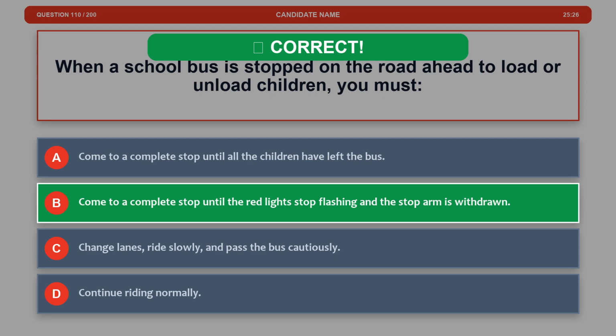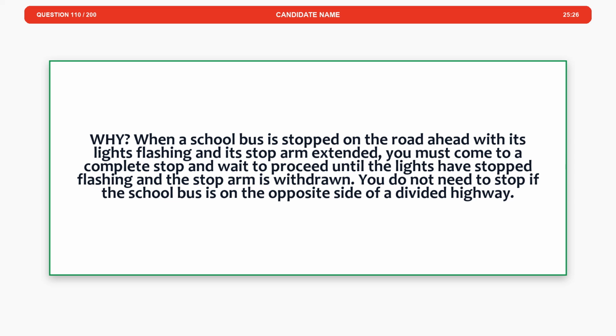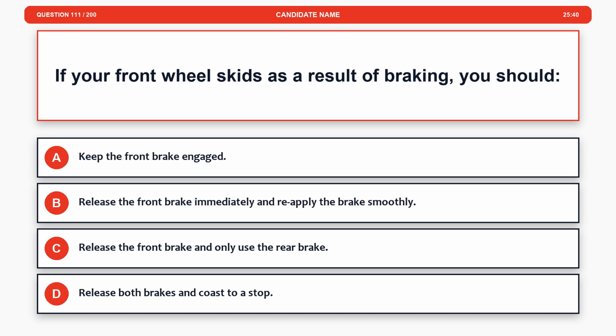The correct answer is option B. Come to a complete stop until the red lights stop flashing and the stop arm is withdrawn. Explanation: when a school bus is stopped on the road ahead with its lights flashing and its stop arm extended, you must come to a complete stop and wait to proceed until the lights have stopped flashing and the stop arm is withdrawn. You do not need to stop if the school bus is on the opposite side of a divided highway.